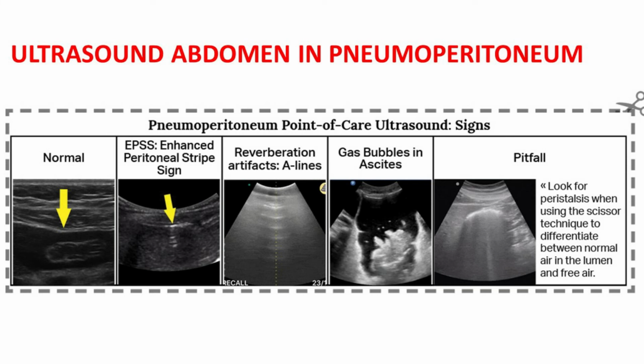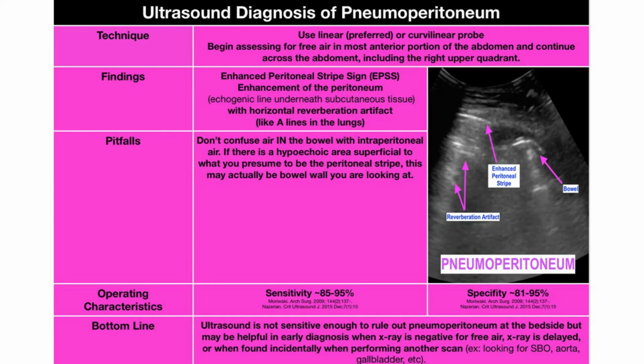It's very easy to diagnose mild to moderate pneumoperitoneum in the emergency room just by a small B-mode ultrasound machine through the epigastric region by the scissor technique. What is the scissor technique? It's by compressing and releasing the epigastric skin with the probe, compressing the abdomen with the probe and then releasing, and you can see the pneumoperitoneum by the enhanced peritoneal stripe sign, which is anterior to the left lobe of the liver.